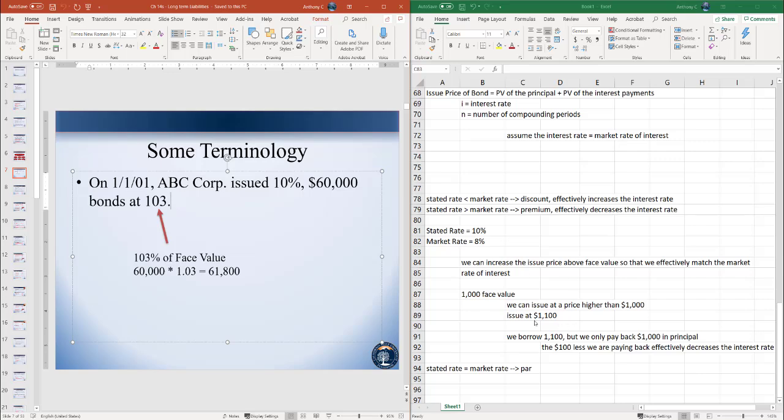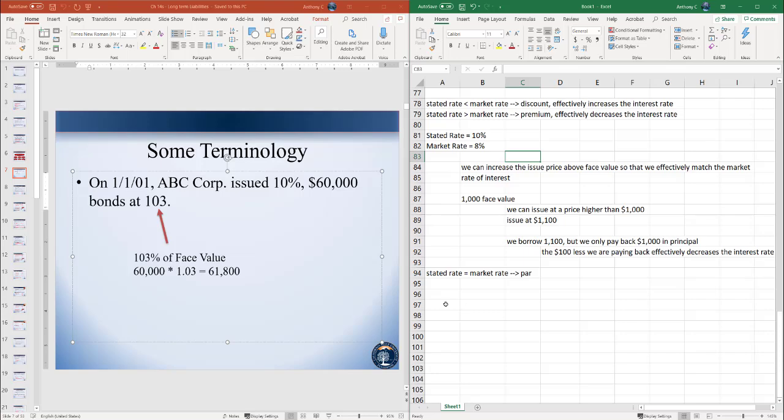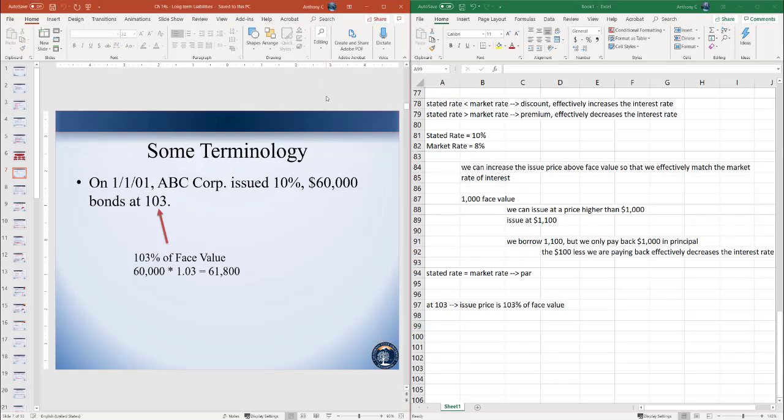Right, so in other words, to get to the issue price, if you see something issued at 103, it means the issue price is 103% of face value. All right, so in this case, our face value is 60,000. We will multiply it by the 103%, which gets us to 61.8.